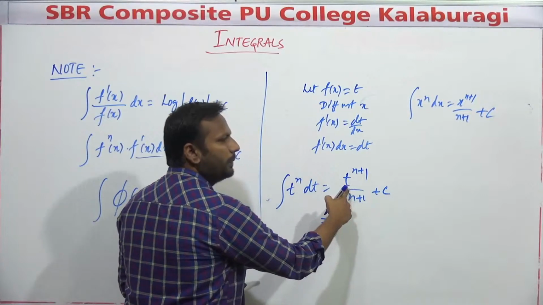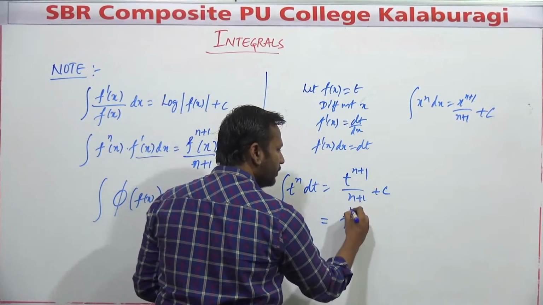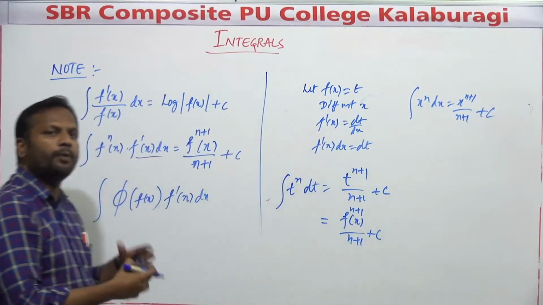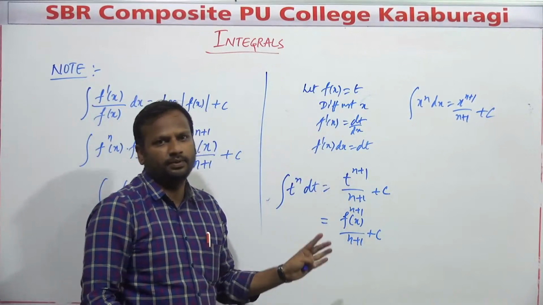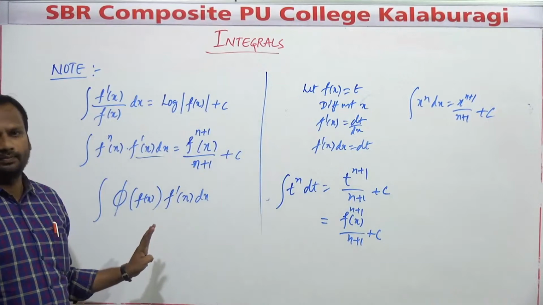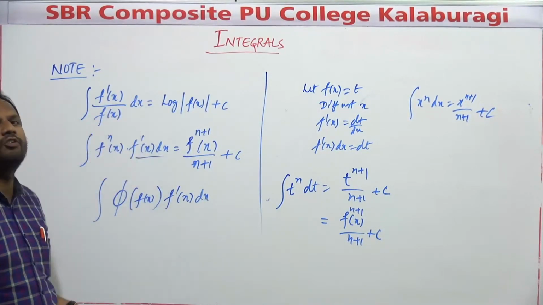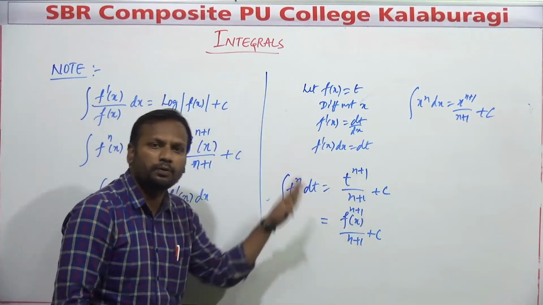So now again we replace t as what here? f of x. So f of x power is what here? n plus 1. So if you have the problems in this format, do the procedure in this way. So that's why I have given the note. Right? You can recognize the problems of the second exercise in these three formats itself. Correct? That's why I have done the general procedure here.